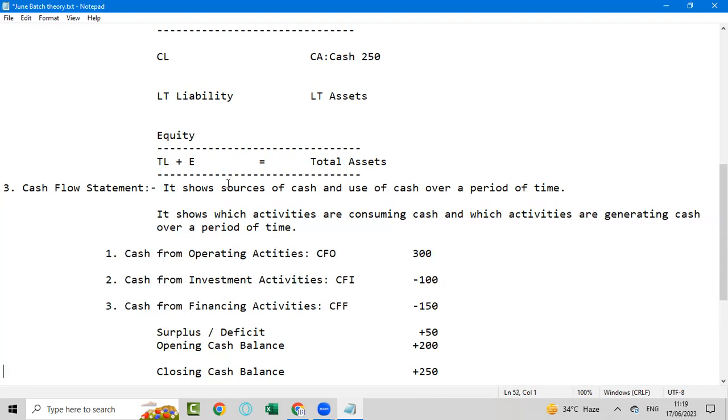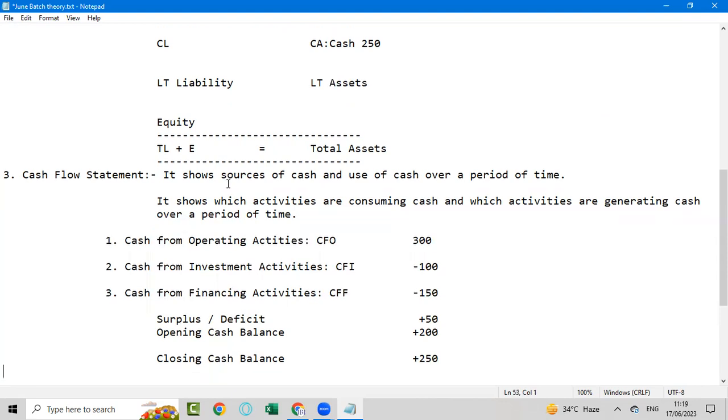This theory session will continue even tomorrow. There are 2 sessions specifically for financial statements, right? I am recording this session and the recording will be given to you after the class.